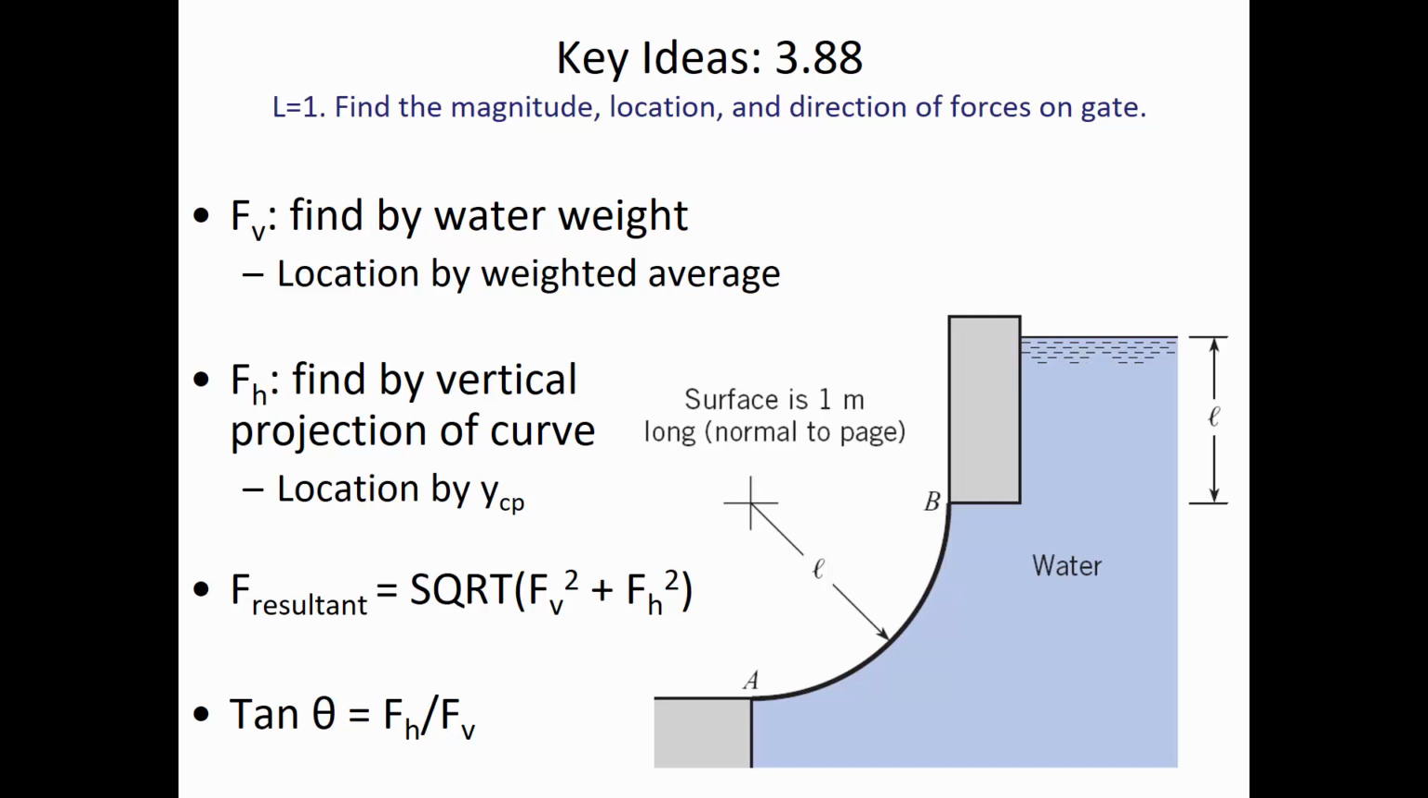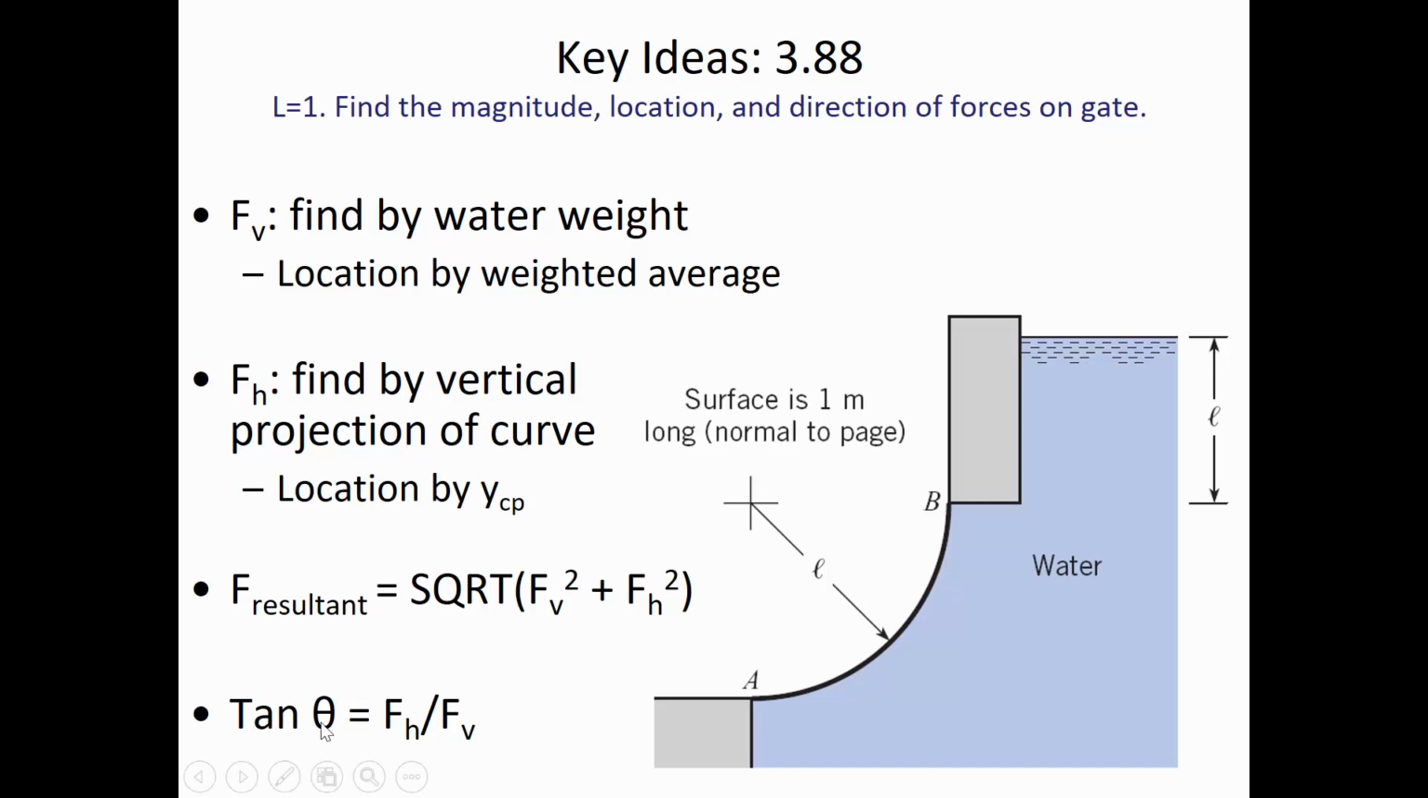Now you need to find the location, and so you'll use that weighted average approach that we used for both of our examples today, where you break it up into pieces. There's the quarter circle piece, there's the rectangular piece, and the location of the rectangular piece is in the middle. The location of the quarter circle piece is shifted a little bit towards the left. And then you'll find the horizontal forces by the vertical projection. If you shine a light on this curved surface, what is the shape that the shadow makes? It's going to be a rectangular shape.